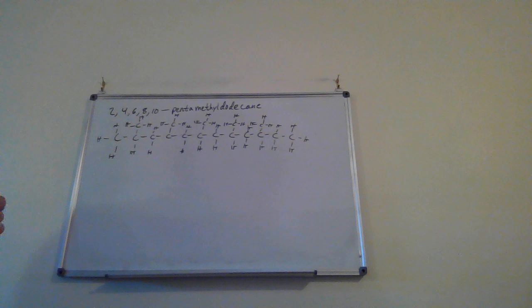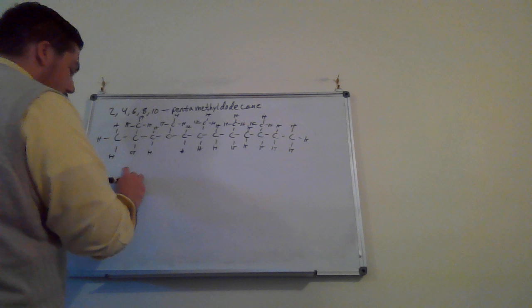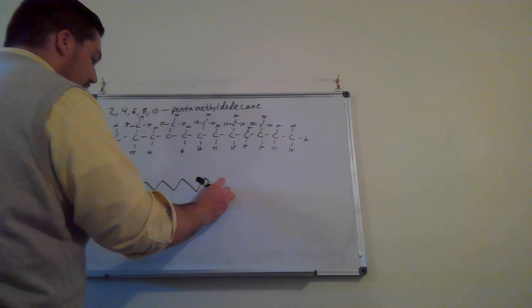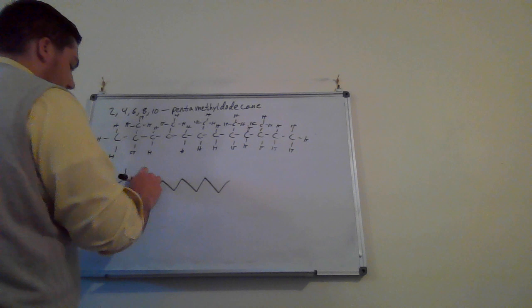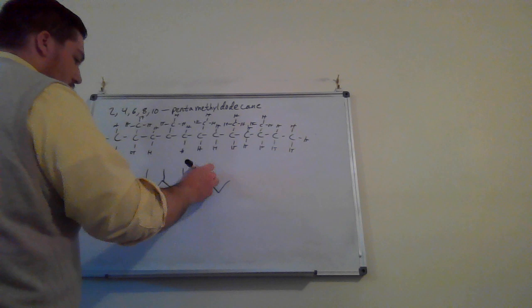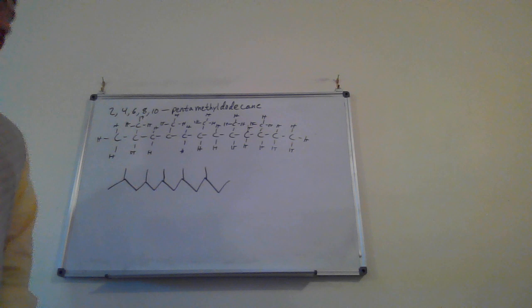So now let's draw the stick structure for this. So 1, 2, 3, 4, 5, 6, 7, 8, 9, 10, 11, 12. And then we have at carbon number 2 a methyl, carbon 4 a methyl, carbon 6 a methyl, carbon 8 a methyl, carbon 10 a methyl. And that would be the stick structure for 2, 4, 6, 8, 10, pentamethyl dodecane.